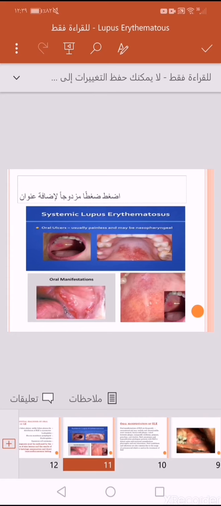Now, this figure shows the oral ulcers, which are painless and may be nasopharyngeal, meaning more near the soft palate.